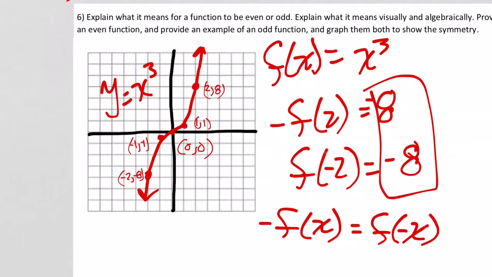And you may have already noticed something special about this for an odd function like this. It means that if I do a horizontal reflection by throwing a negative in front of my x, I also get a vertical reflection by throwing a negative in front of my entire function. Some of you already picked up on that, which is super cool.